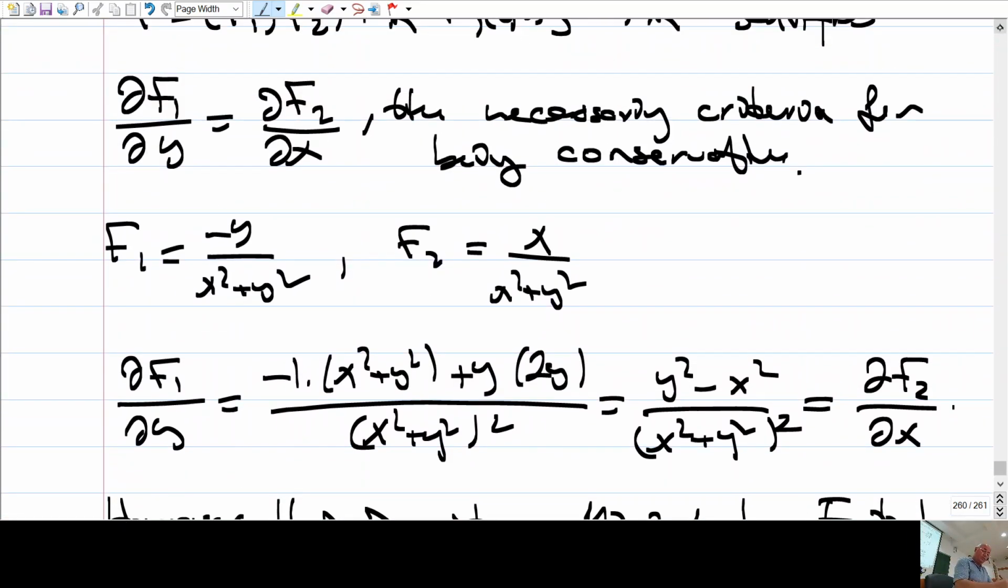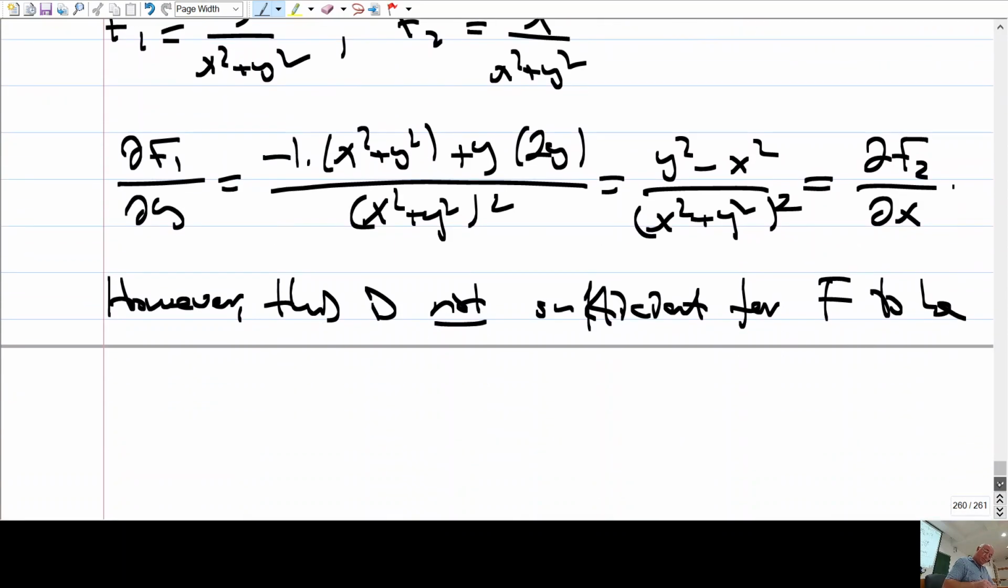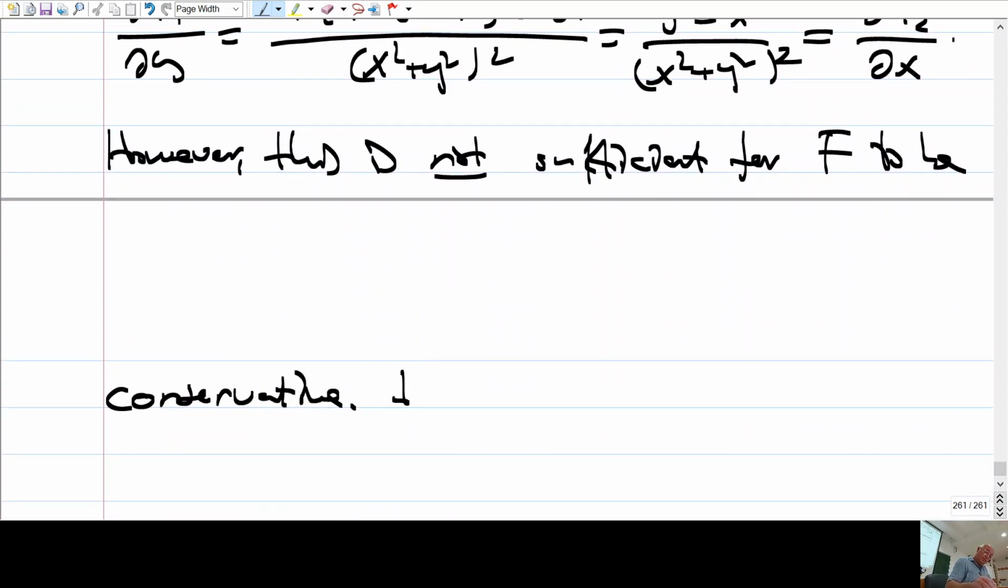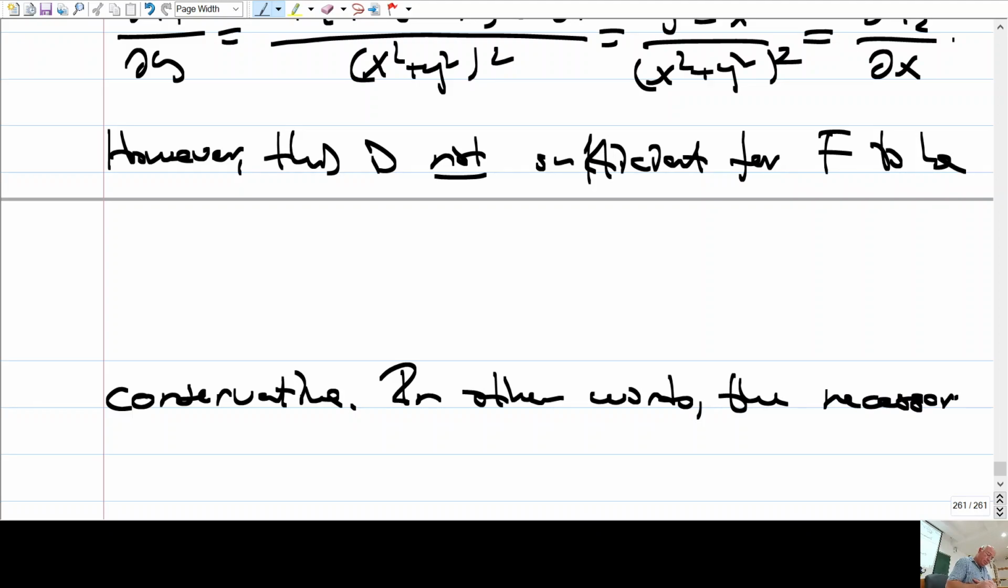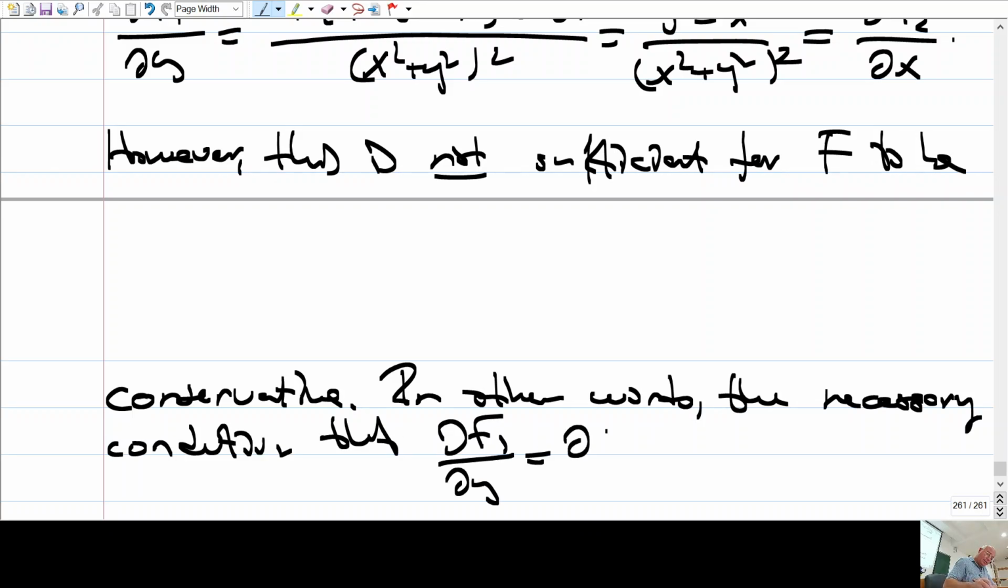So the necessary condition, in other words, the necessary condition that del f1 del y is equal to del f2 del x is not sufficient.